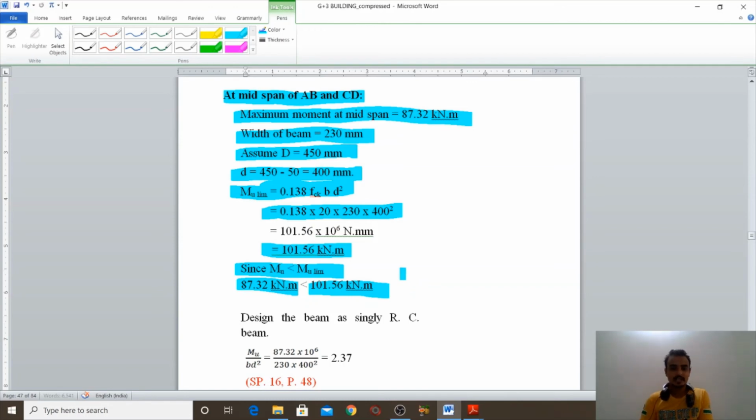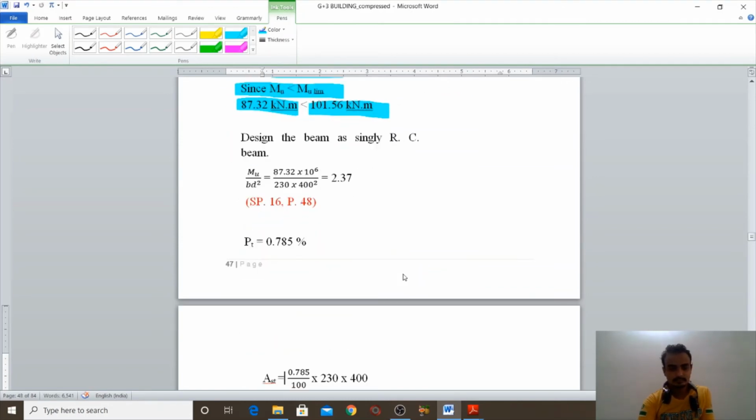So this is the lesser moment. Mu less than Mu limit: 87.32 kilonewton meter less than 101.56 kilonewton meter. So on the beam we have a maximum moment 87.32 but moment limitation is 101.56. So we can design here a singly reinforced beam.